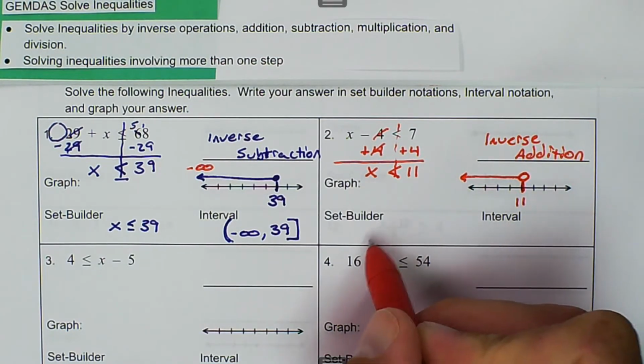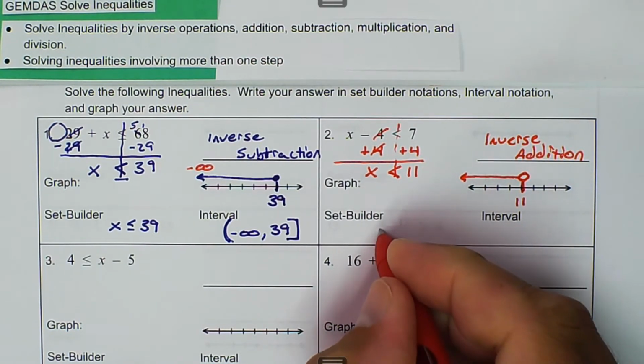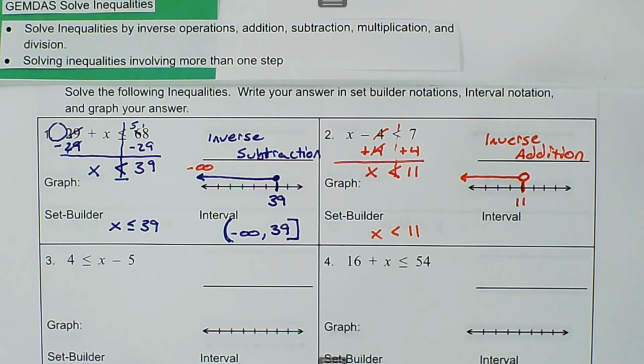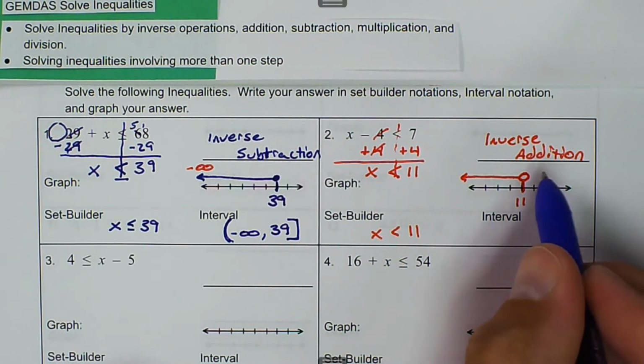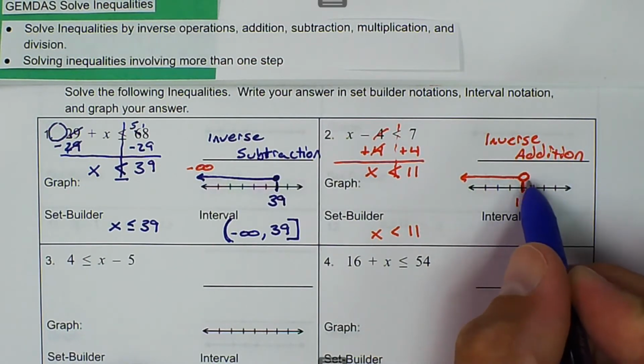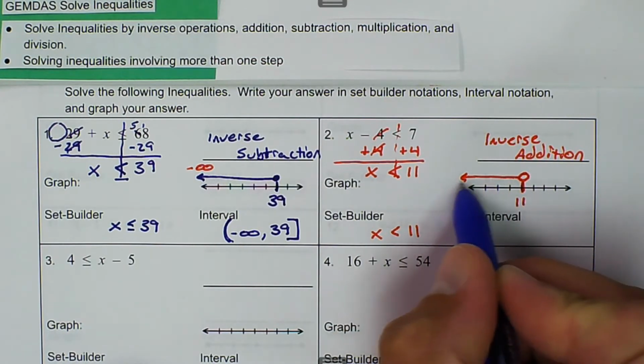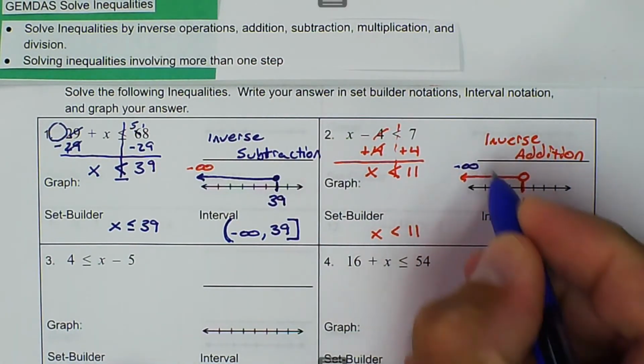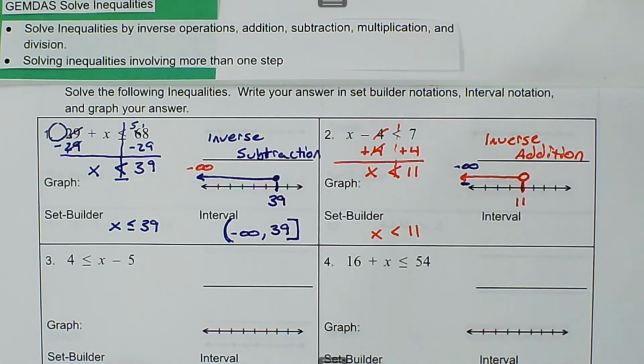And then set builder notation, we already have it written. So that can be x is less than 11. That's the set builder notation. And for interval notation, we need two values again. We need the high end, which we have. There's no representation higher than 11. So 11 is the highest. And then we need the lowest. So this arrow here means that we are going to negative infinity. That's what that arrow right there means.